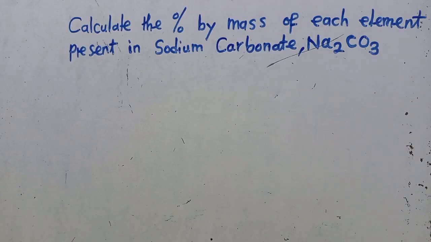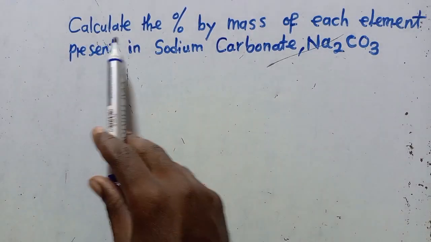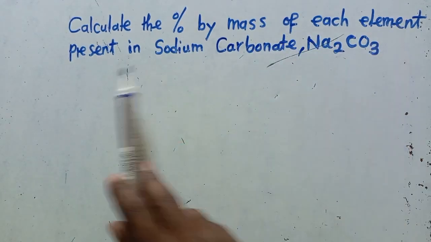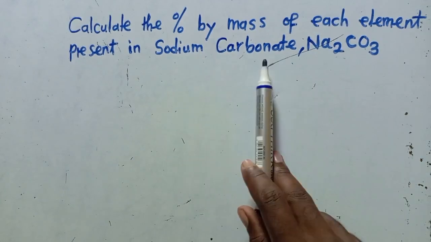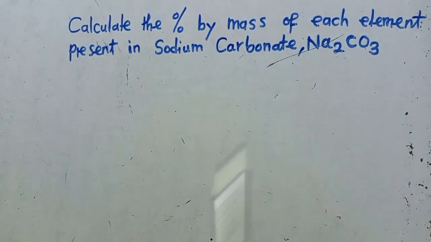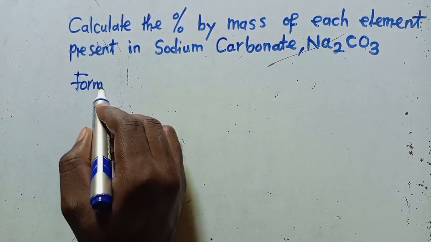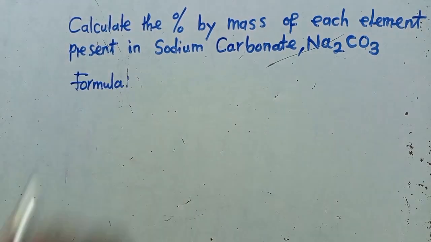So this kind of question falls under percentage by mass of an element in a compound. The question says: calculate the percentage by mass of each element present in sodium carbonate. This is the sodium carbonate that we are given. The first thing you need to know is the formula. Which formula are we going to use to answer this question?